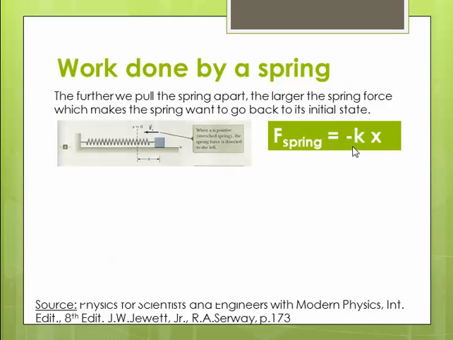Now why is there a minus sign? It is because the spring force is directed in the opposite direction. So pull that way and the spring wants to go back that way. This is the opposite direction. Pull that way and go back. Or push that way. The further you push, the harder it becomes, and the spring force becomes larger. The larger the spring force, the more it wants to go back to zero.